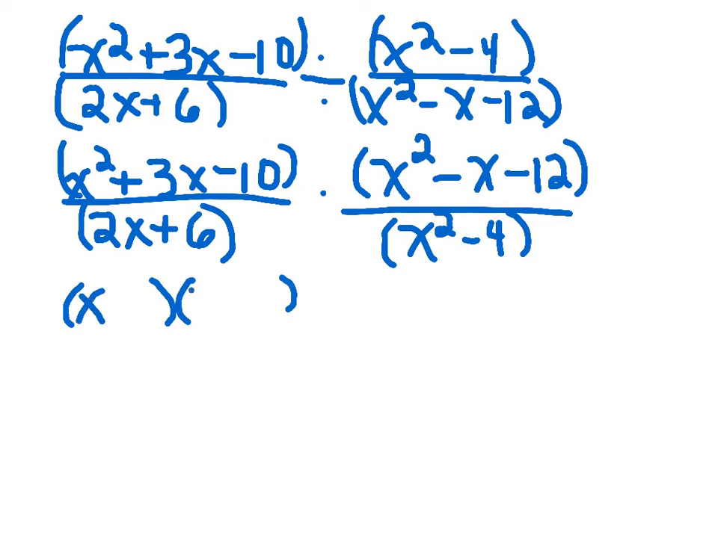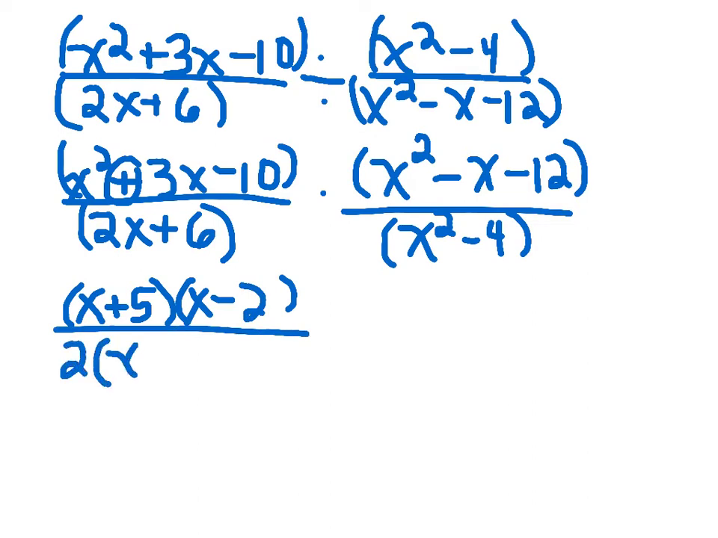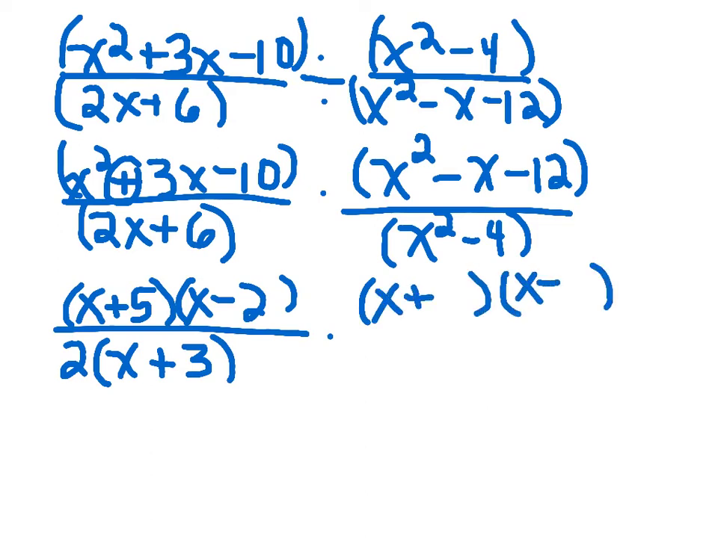I've got x and x. My signs are different. Numbers that multiply to 10 and subtract to 3 are 2 and 5. The 5 gets that sign. On the bottom, I have a common factor of 2. Over here, x and x, different signs. I'm looking for numbers that multiply to 12 and subtract to 1. They're 4 and 3. 4 gets this sign. This is a difference of squares.